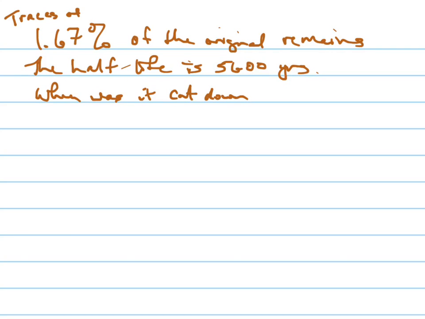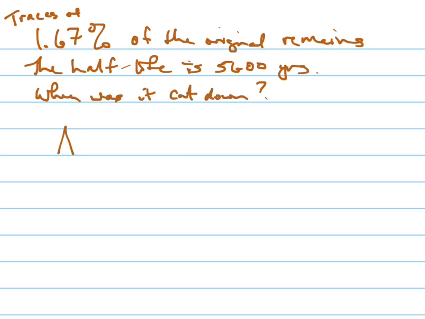All right, it says traces of some carbon something or other. Traces of it, of the original remains, but only 1.67% of the original remains. It was burned or something like that. So the question is, if the half-life of that particular element is 5,600 years, when was it cut down, or when was it last standing? Approximately. Obviously, we're going to have to approximate this.